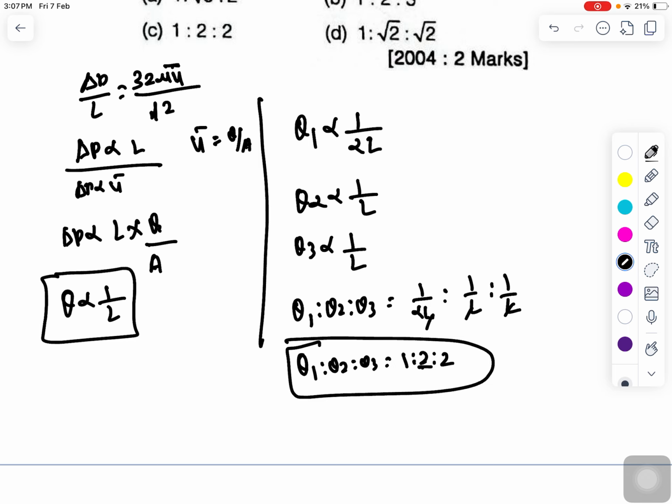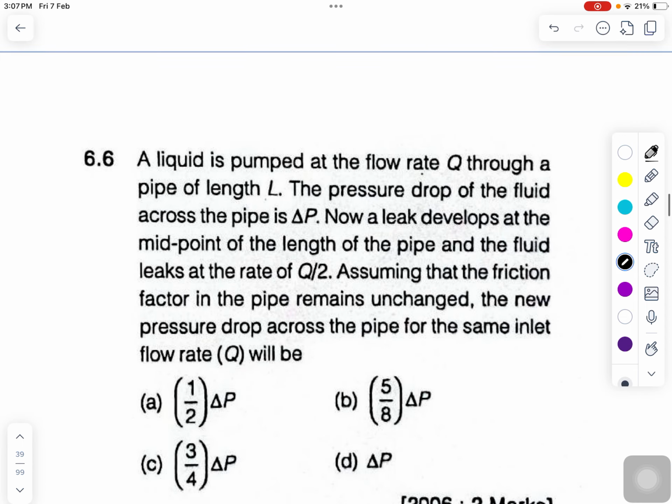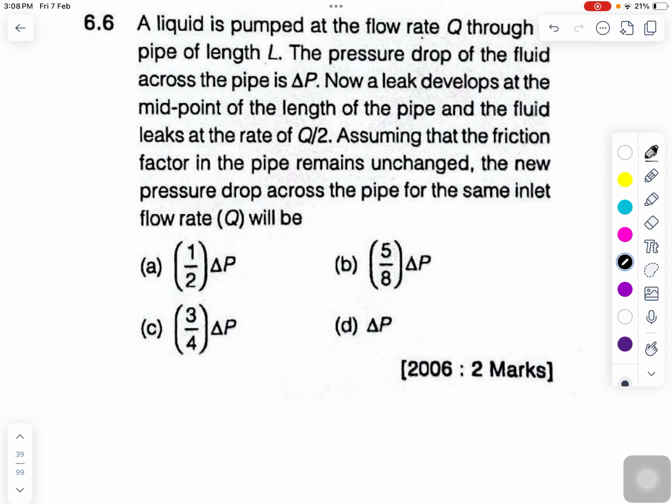Is that clear? This is based on Q, that is flow rate, being inversely proportional to the length of the pipe, right? So if length is large, flow rate will be small. If length is small, flow rate will be large. Why? Because if you use the Hagen-Poiseuille equation, the formula looks like that. So from here you can see option C will be your correct answer. After that, I will be moving towards the next question.